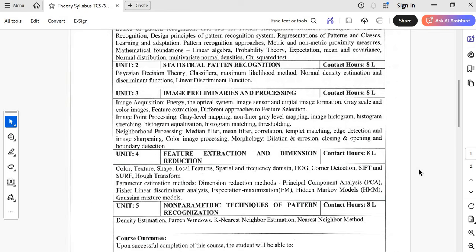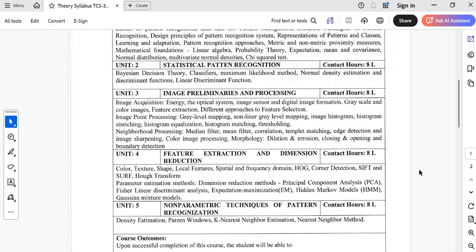So many questions are generally repeated from histogram equalization, Bayesian classification, edge detection, morphology, and feature extraction. So generally these questions are repeated from many years. Like you can pick some papers like 2 years, 3 years, 4 years, like this.